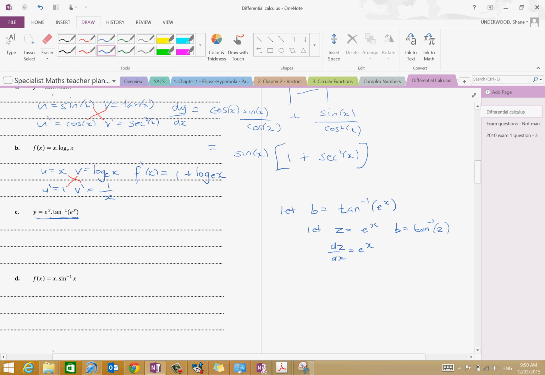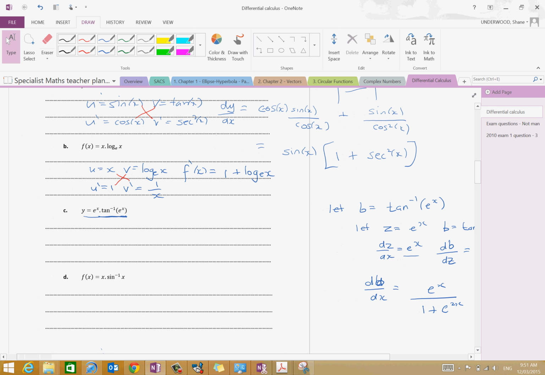because you're technically not correct. db dz, if you like, db dz is equal to, what's inverse tan? 1 over 1 plus z squared, isn't it? So therefore, I've got db dx is equal to this times this, which is e to the x over 1 plus z squared. Isn't z e to the x? So isn't it e to the 2x? There you go. I've just worked out the derivative of the thing on the right.